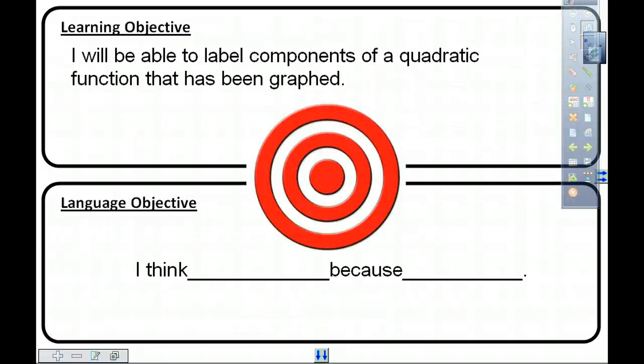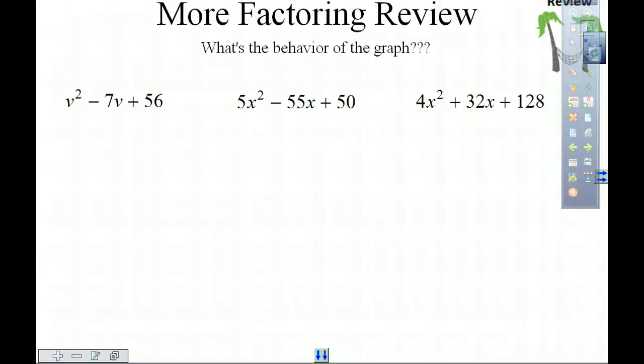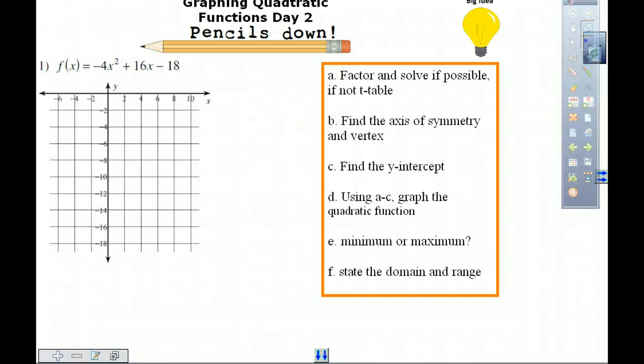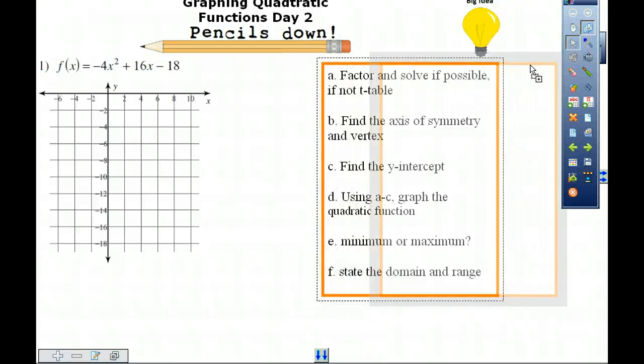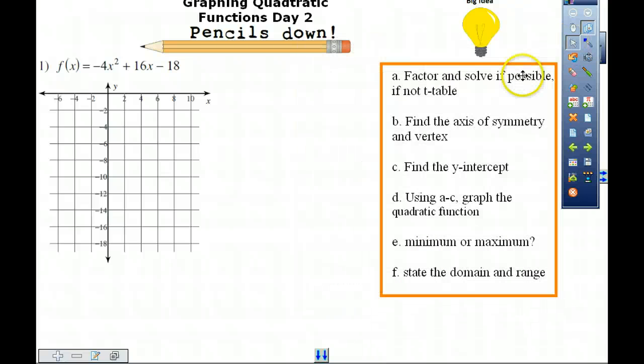What we're going to be doing is just continue on what we did. One little thing will change. Let's just go ahead and start this problem just like we would start any other problem. Let's go ahead and try to factor it. So write that function down. F of x equals negative 4x squared plus 16x minus 18. Write that down, and let's try to factor it. See what you get.